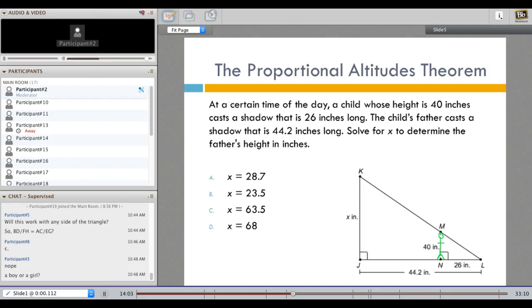Here, we'll say it's a girl. Here we go. How about some curly, long hair and a skirt. There we go.